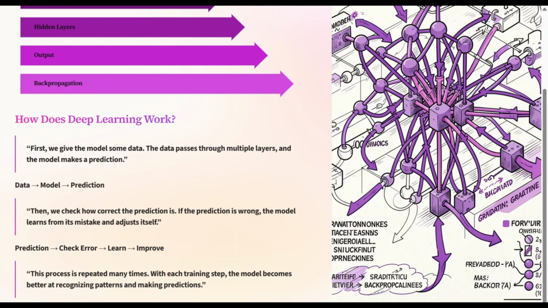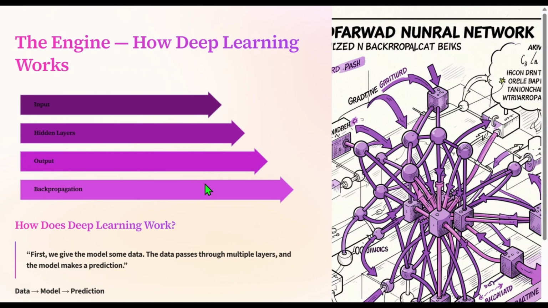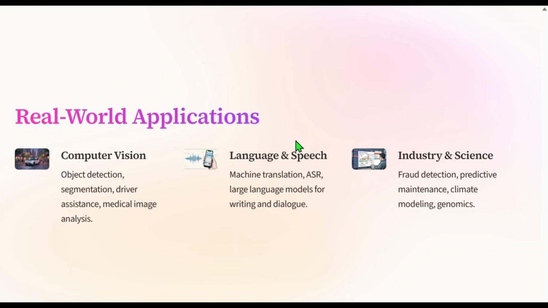So this is the actual flow of deep learning: data goes forward through the layers, a prediction and loss are produced, and back propagation decides how to optimize and improve the model until the cycle repeats. This is the working engine of how deep learning works. Next we will look at how real-world applications work.